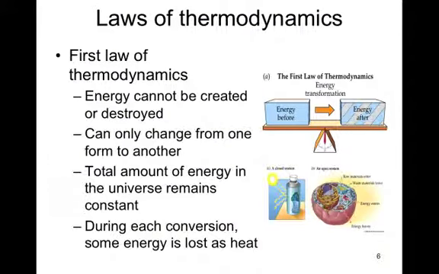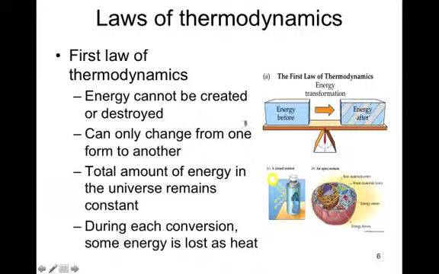All activities of living organisms, whether it's growing or running or thinking or singing or reading, involve changes in energy. A set of two universal laws that we call the laws of thermodynamics govern all energy changes in the universe, from nuclear reactions to birds flying through the air. The first law of thermodynamics states that energy cannot be created nor destroyed. It can only change from one form to another. So that means the total amount of energy in the universe remains constant.